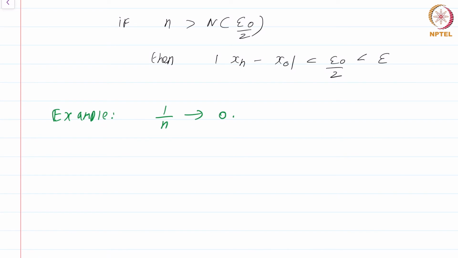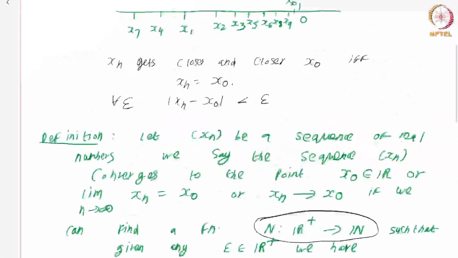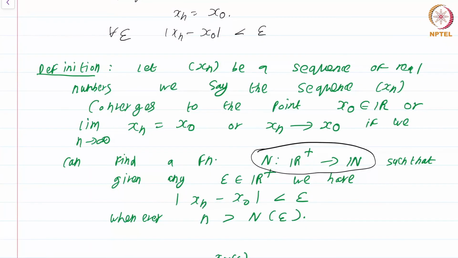What should we do to show that 1 by n converges to 0? Let's display the definition again. You're given this sequence x_n. Now the sequence is 1 by n. We have to find x naught, but x naught is also given to us: 0. We have to show that given any epsilon in R plus, we have mod x_n minus x naught less than epsilon whenever n is greater than N of epsilon. As you would have realized by now, the heart of the matter is finding out what this N function is. So this N from R plus to the natural numbers is the key. How do we find this function?